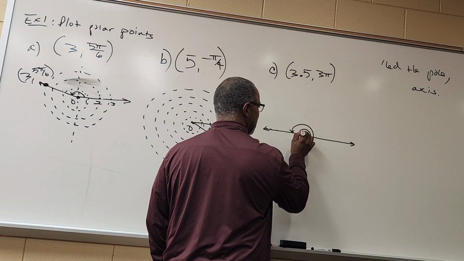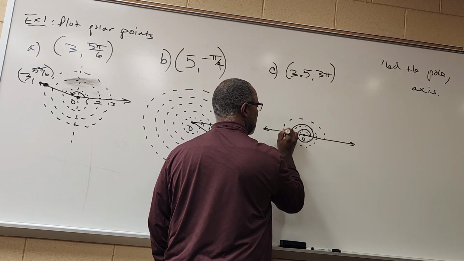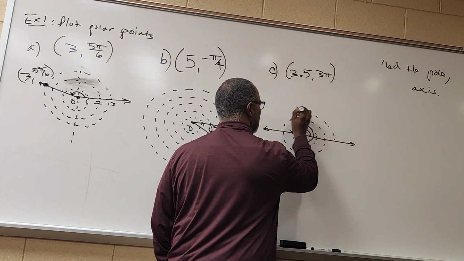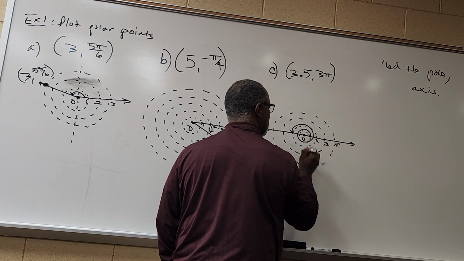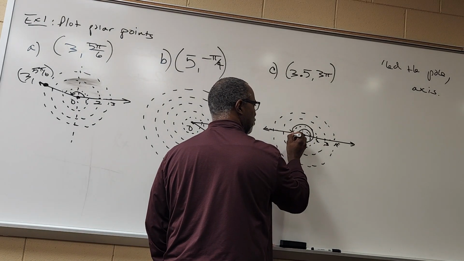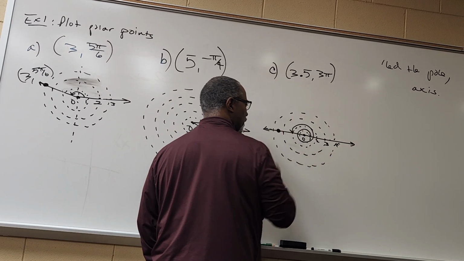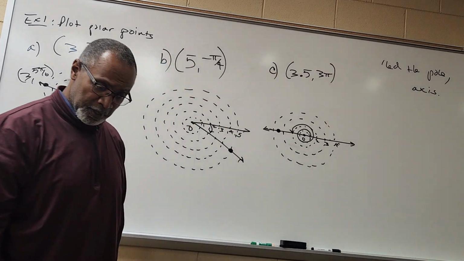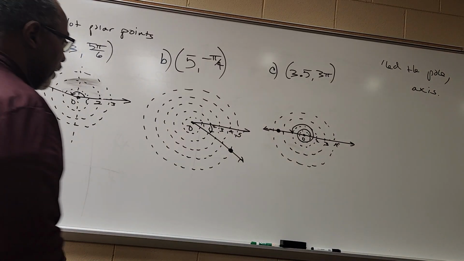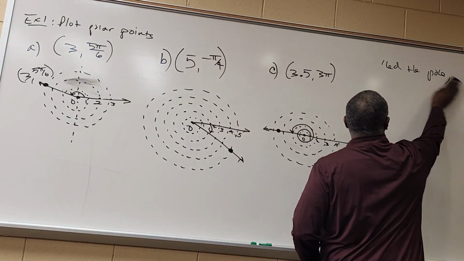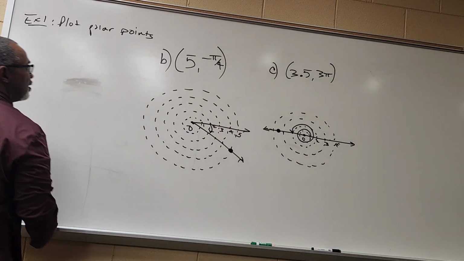So again, imagine a circle of radius 1, circle of radius 2, 3, 4. So 3.5, I make the angle of 3π, and then I go out 1, 2, 3, 3.5, will put me right here. So there's the point 3.5, 3π. Okay. And finally, I'm going to call this D.